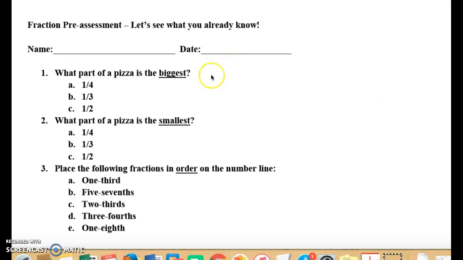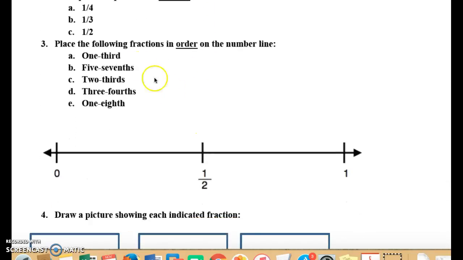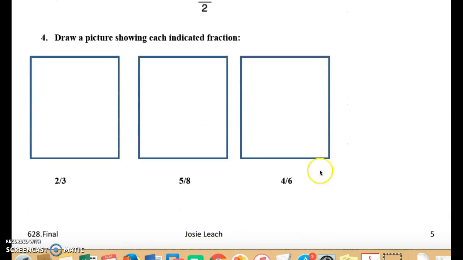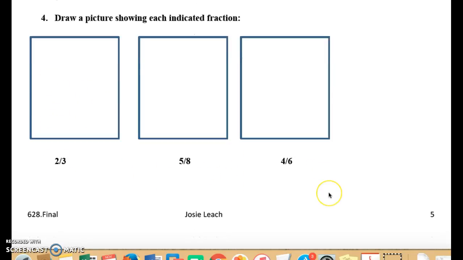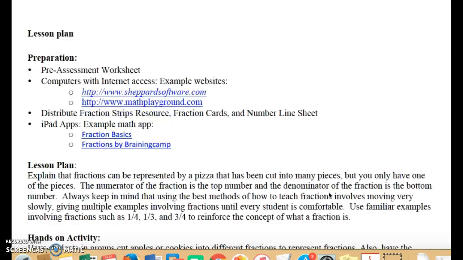It's actually pretty easy. There's name and date, and what's the biggest part and the smallest part of a pizza. Look at these 5 questions and note them on the number line. And then here I kind of incorporated more hands-on stuff for the student. They can draw a circle, a square, or rectangle showing the fraction that's noted below. And this is my lesson plan.